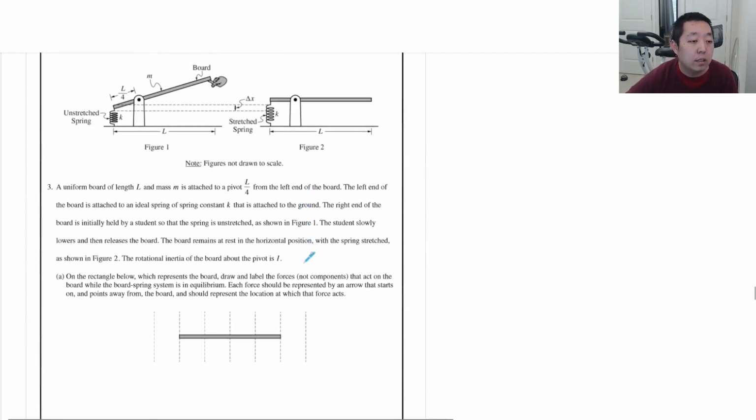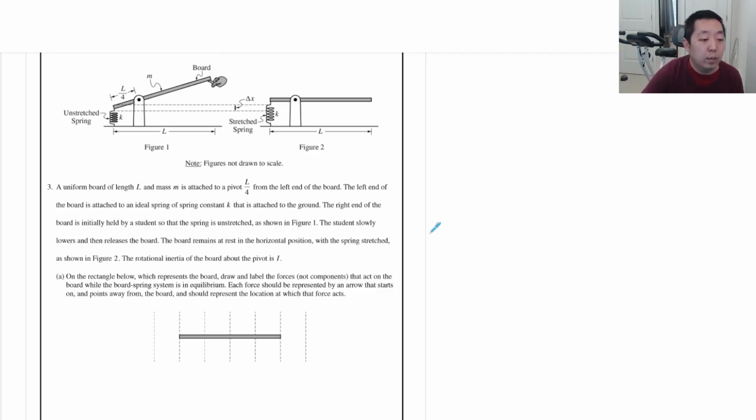Okay, so we have a uniform board of length L and mass M attached to the pivot L over 4 on the left end of the board. The left end of the board is attached to an ideal spring of spring constant K attached to the ground. The right end of the board is initially held by students, so the spring is unstretched, as shown in Figure 1. The student slowly lowers it and releases the board. The board remains at rest in the horizontal position, with the spring stretched, as shown in Figure 2. The rotational inertia of the board about the pivot is I.